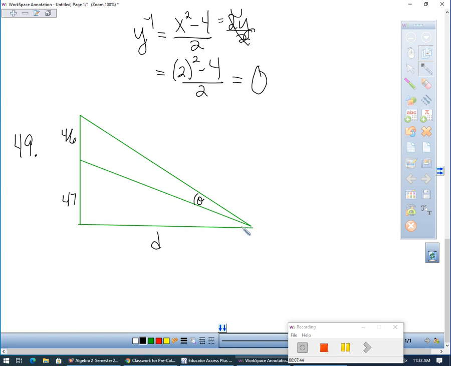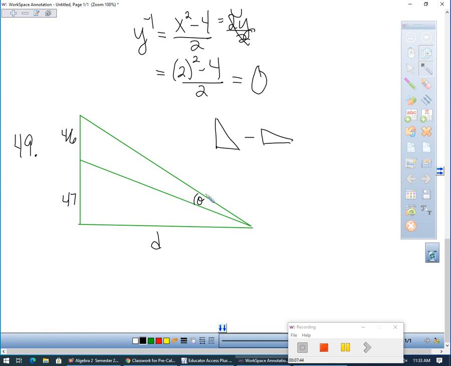Okay? So what we really want to do is we want to take the big triangle and subtract the bottom triangle. Right? So we're going to take the big triangle and minus the bottom triangle. That's going to give us the top triangle and what we want to do with it.